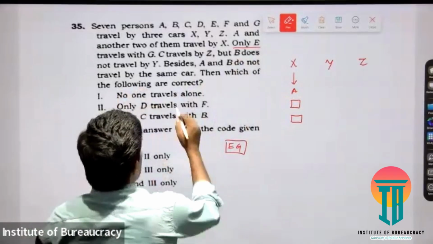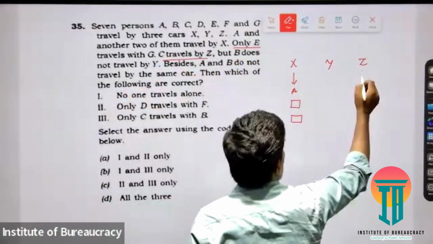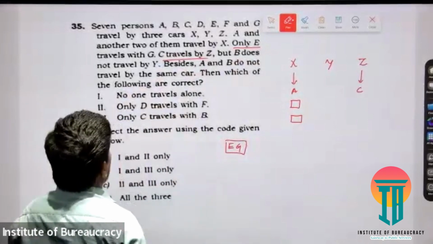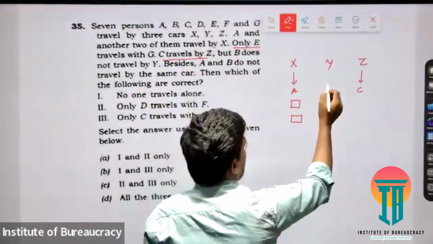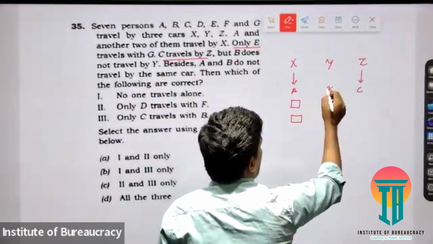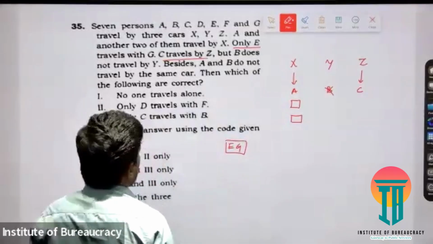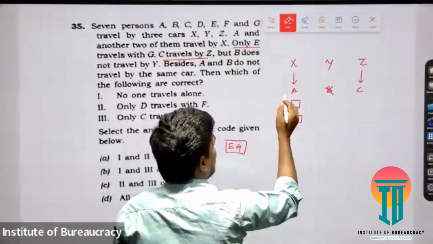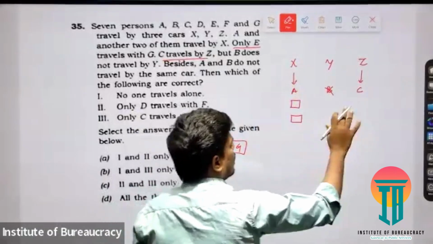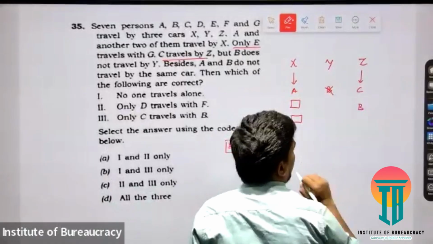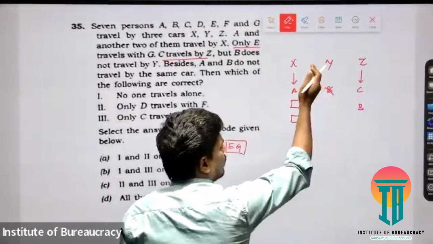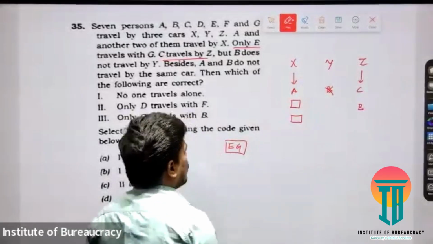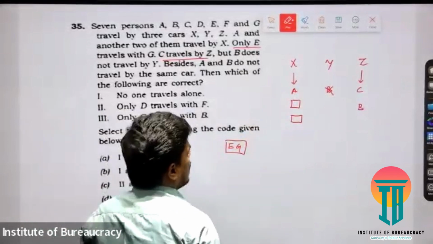Let's continue. C travels by Z. But B does not travel by Y. So B is not going to come here. Besides, A and B do not travel by the same car. Already A travels in X. Therefore, B also is not going to come here. Therefore, B is going to come only here. B is not going to travel in Y and he is not going to travel with A. A is already in X, so it is not going to be possible. Therefore, B is there only.